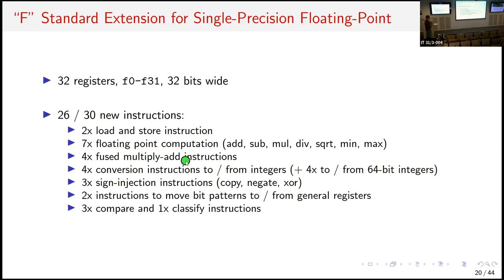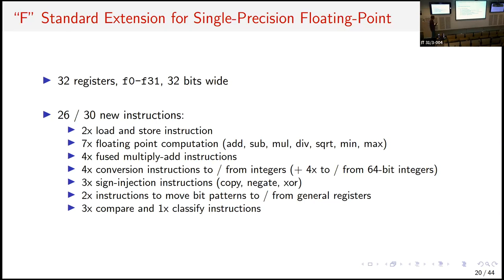We have fused multiply add instructions. We have conversion to and from integers. With 32-bit, you of course only get conversions to 32-bit integers. With RV64, you also get them to 64-bit integers. We have sign injection instructions. We have instructions to move the floating point bit pattern to general integer registers to then do something with it. And we have three compare and one classify instruction.